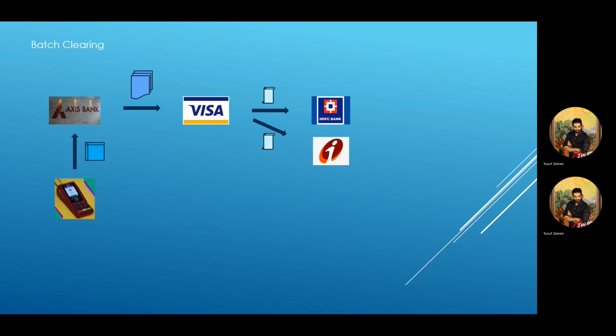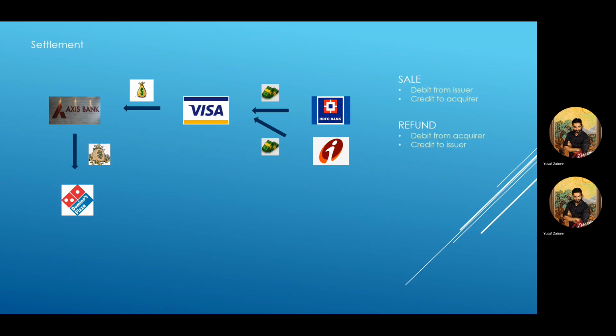And along this entire process, they keep adding their own charges and fees. Whatever fees Axis Bank or Visa or any other entity wants to add, they'll keep adding, and then they generate this bill and send it to HDFC, ICICI and other issuers. Now comes the final stage, which is the settlement. This flow is absolutely the reverse of what we saw earlier. Earlier the files were moving from Domino's and then one by one finally to HDFC. Here, during the transfer of funds, it happens the other way around.